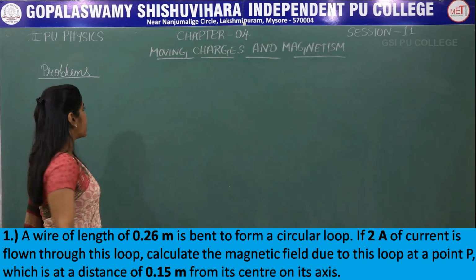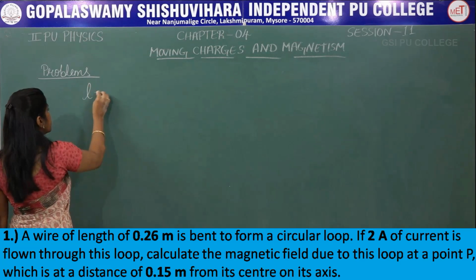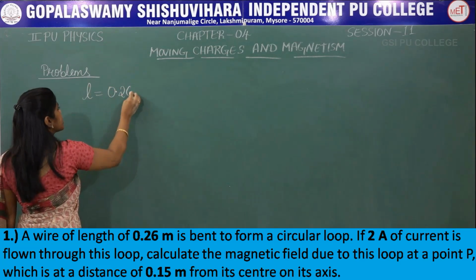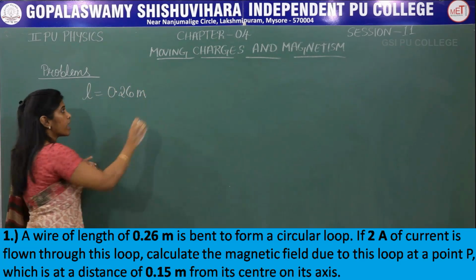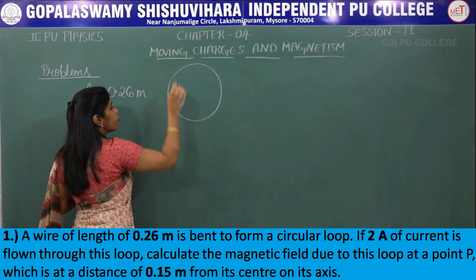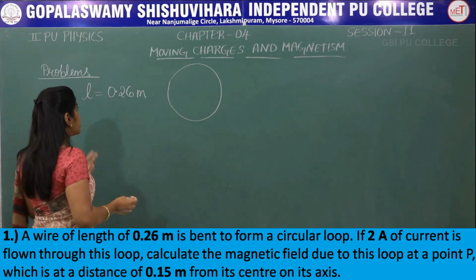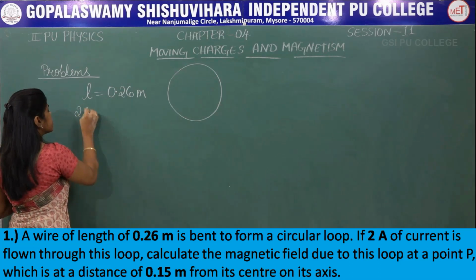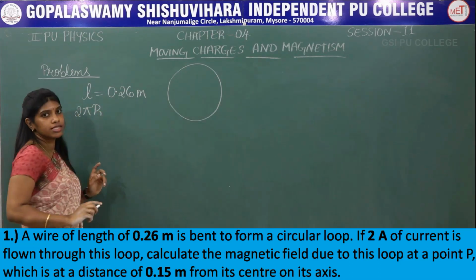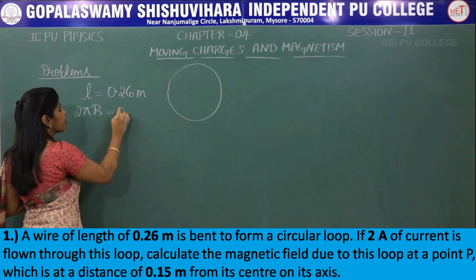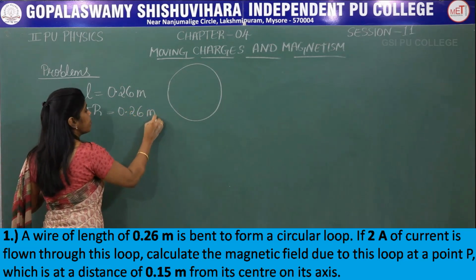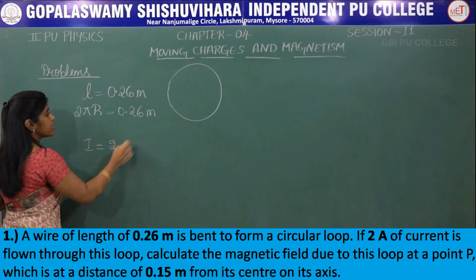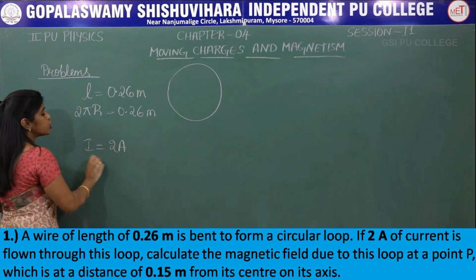Here they have said that there is a wire of length 0.26 meter, and this wire has been bent into the form of a circle. Now this length is nothing but the circumference of this circle. So 2 pi r will be equal to 0.26 meter. The current in this circular loop is 2 amp.